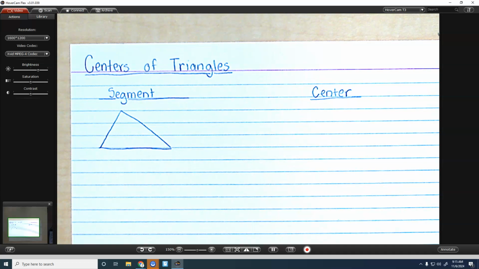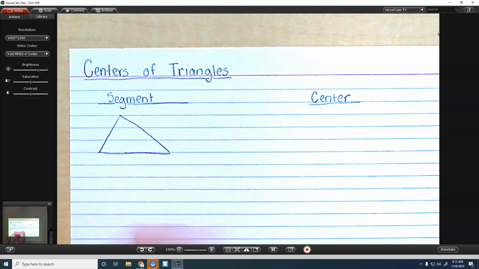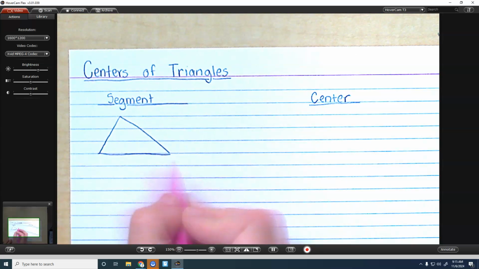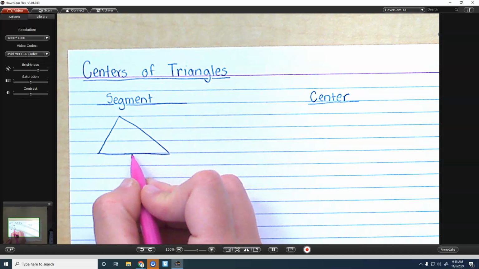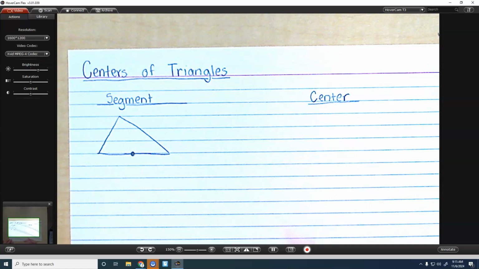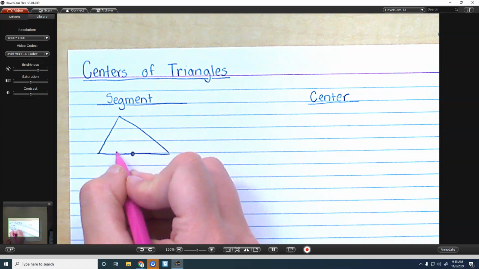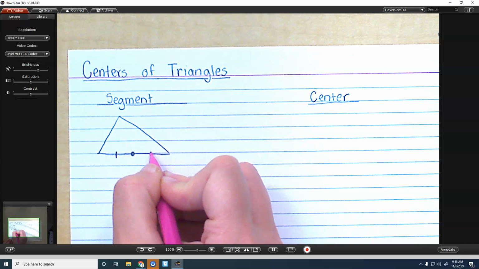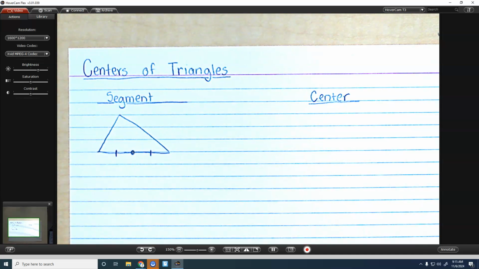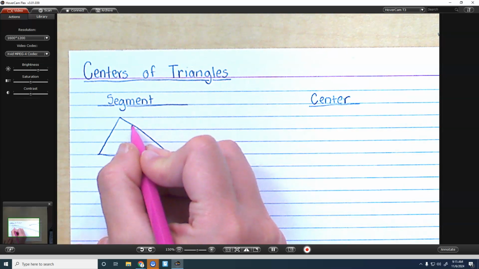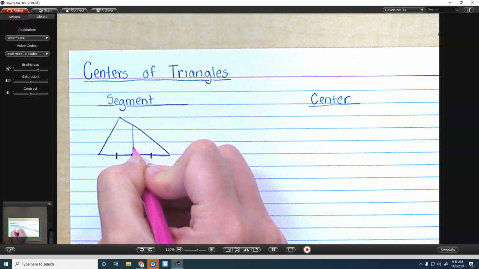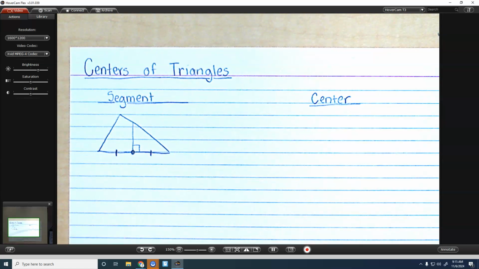What we need to do for our perpendicular bisector is take one of our sides and cut it in half. So I'm going to use this bottom side right here. And if I'm cutting it in half, I'm going to put one little tick mark here and one little tick mark here to show those two pieces are equal to each other. And then it's the perpendicular bisector. So this line right here needs to be perpendicular.